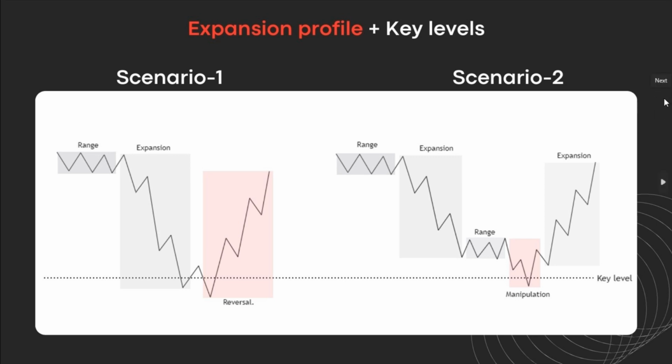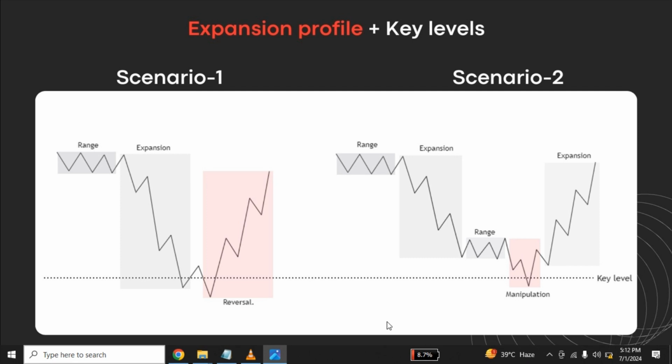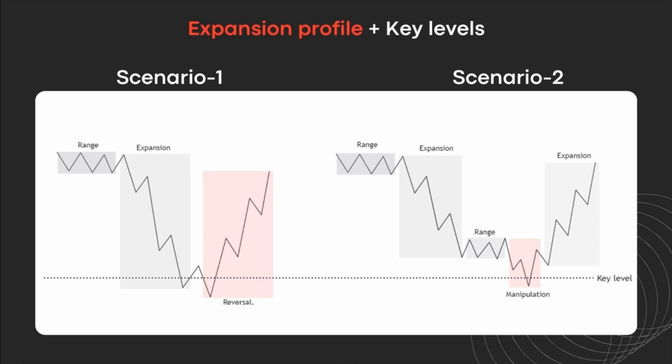If the expansion profile has tested a key level in the form of an order block or breaker block or whatever, then we're going to expect a reversal profile straight away. But if it hasn't tested any key levels, then we're going to expect a ranging profile, and then use the same logic over and over again to anticipate other profiles in the market.